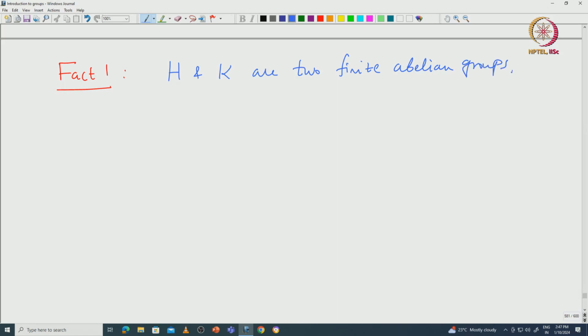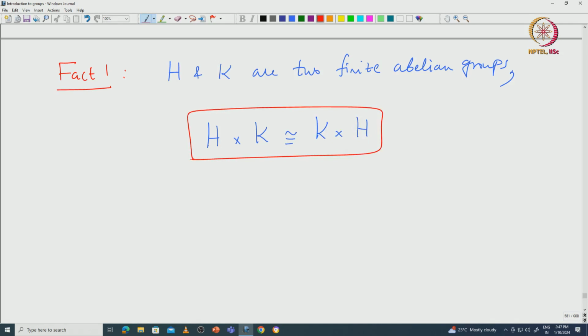So some of them are true even for general groups, but still because we are dealing with only finite abelian groups, I am only stating it for finite abelian groups. So you can immediately see that if H and K are two groups, then H direct product K is naturally isomorphic to K direct product H. So this is always true.